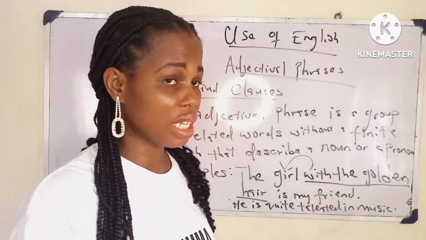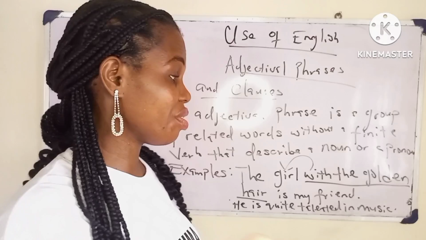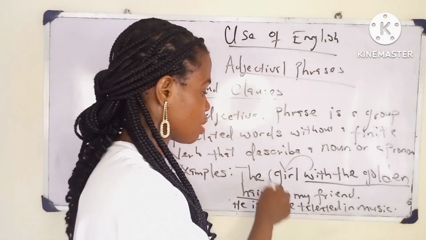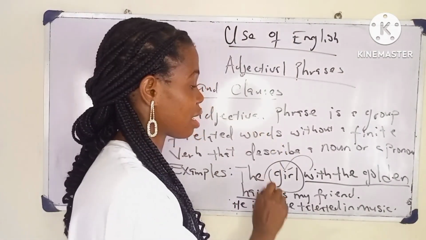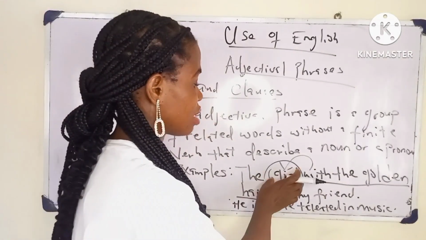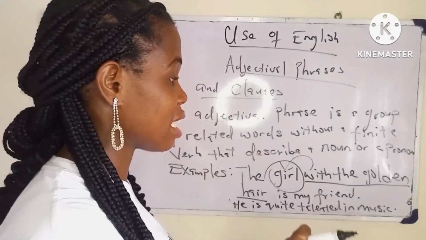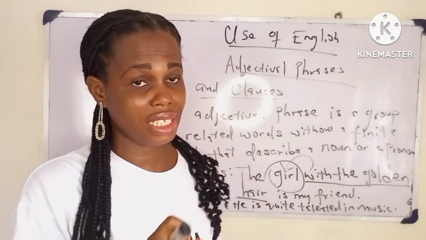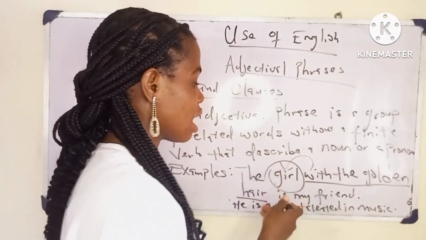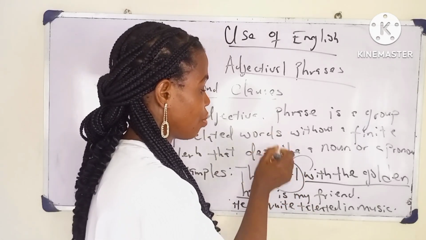The girl with the golden hair, not the girl with red hair or black hair, but the girl with the golden hair. So it specifies the particular girl. It describes the girl. It qualifies the noun girl. It tells us more about girl. So this is an adjectival phrase. This is an adjectival phrase because first, it is a phrase, and second, it tells us more about the noun girl.